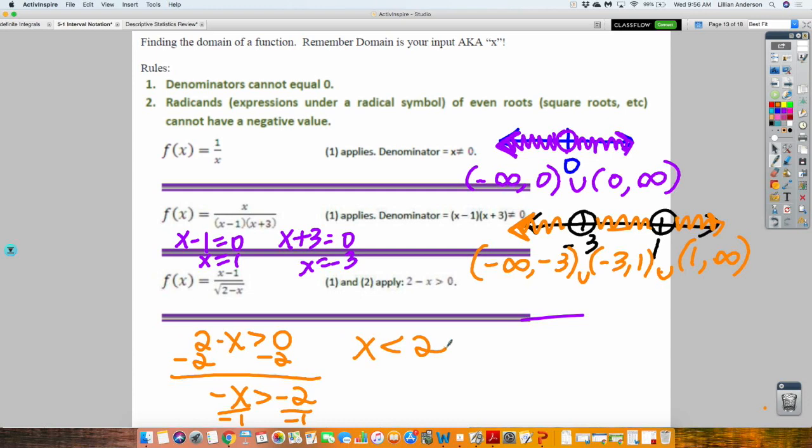How do I write that in interval notation? Open circle or closed circle? Open. Which way? To the left. So it would be negative infinity, comma, 2, with parentheses. There we go. Okay, I just needed a picture. Just let me know.